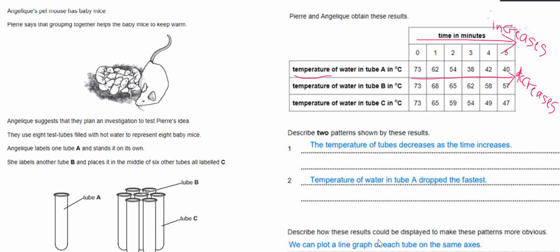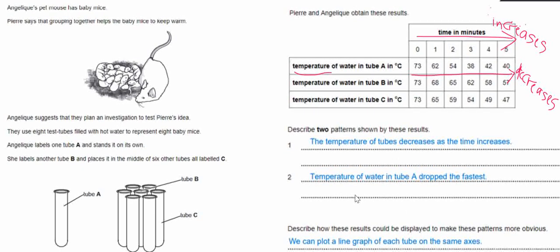Next, describe how this result could be displayed to make this pattern more obvious. So we can plot a line graph of each tube on the same axis to compare the results in a graph.